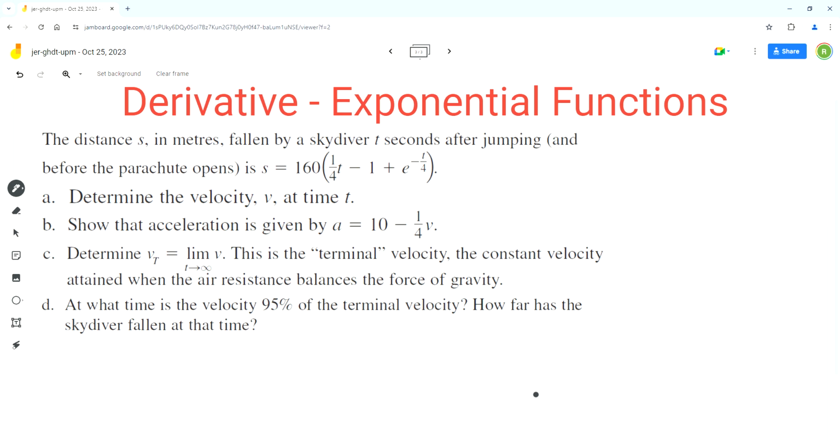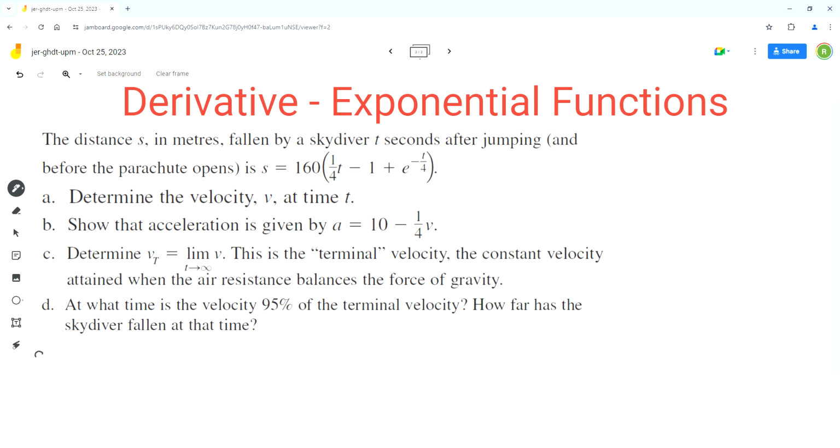So in this video, we'll solve this word problem using the concept of derivatives. As per the problem, the distance s in meters fallen by a skydiver t seconds after jumping and before the parachute opens is s equals 160 times (1/4 t minus 1 plus e to the power negative t over 4). So let's start with part A.